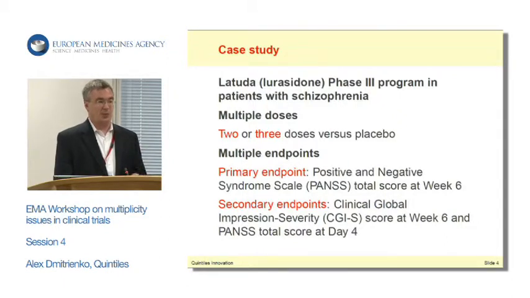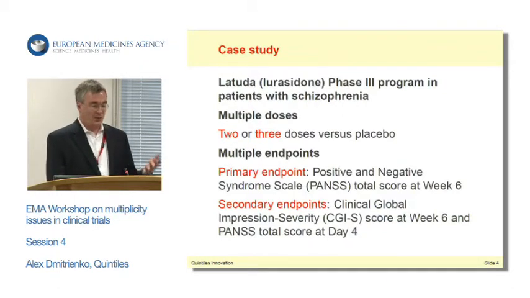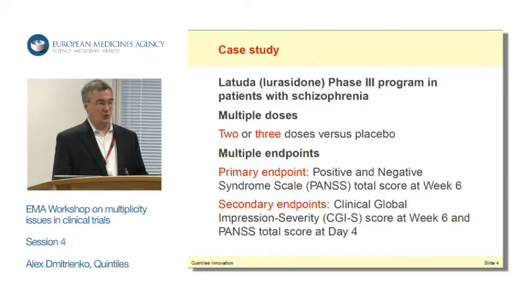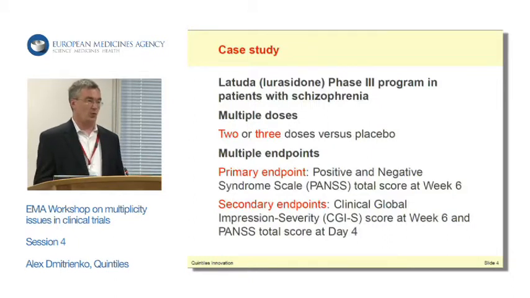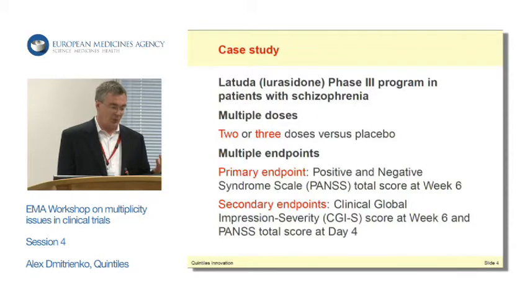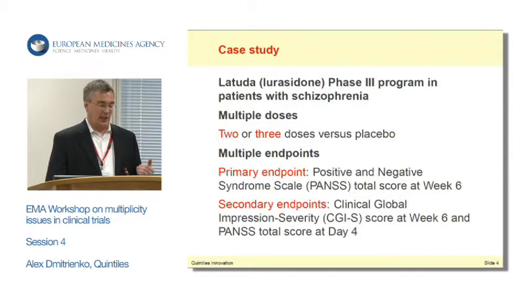And looking at the description of the main objectives of this clinical trial, you immediately see that there are several sources of multiplicity here. First of all, they had either 2 or 3 doses compared to a placebo in each of their phase 3 trials. That immediately gives rise to multiplicity. But on top of that, the sponsor wanted to characterize the efficacy of this new product by looking at the effect on several endpoints. The first endpoint was the PANSS total score.